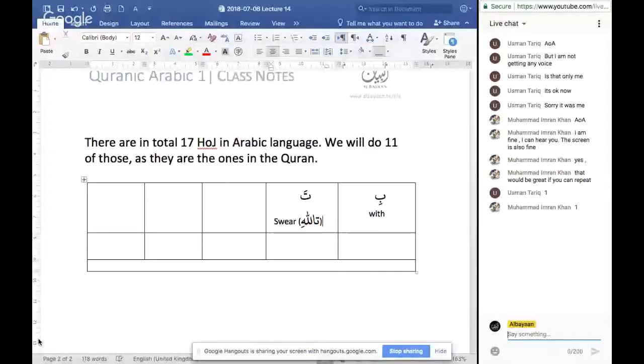Third one is kaf. Ba, da, kaf. Kaf is used for comparison. It's like saying "like." For example, like that car, or like this boy, or like that book, and so on. It's for comparison.